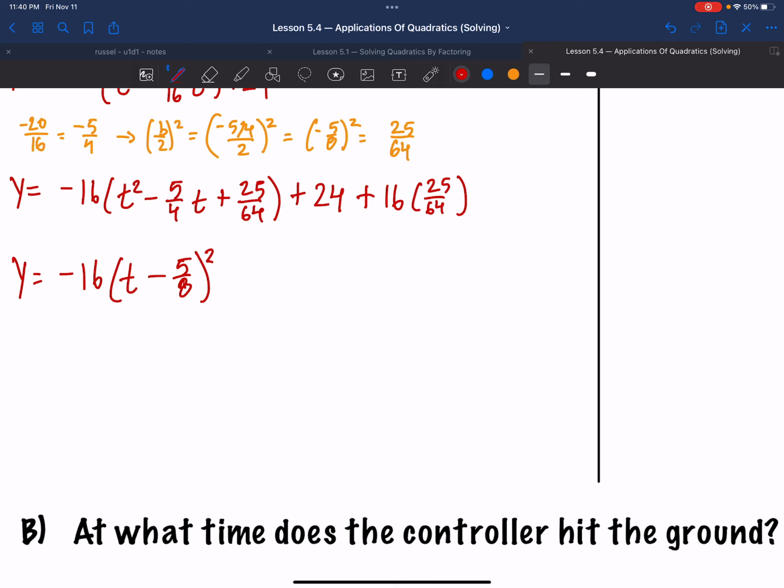Is 16 times 4 64? Usually I would know this off the top of my head, but as mentioned, sleepy. Okay, yeah, so that is 4. So this is like plus 24 plus 25 fourths. That's what that is. Is that right? Again, I don't want to make any mistakes, so I'm not taking any.